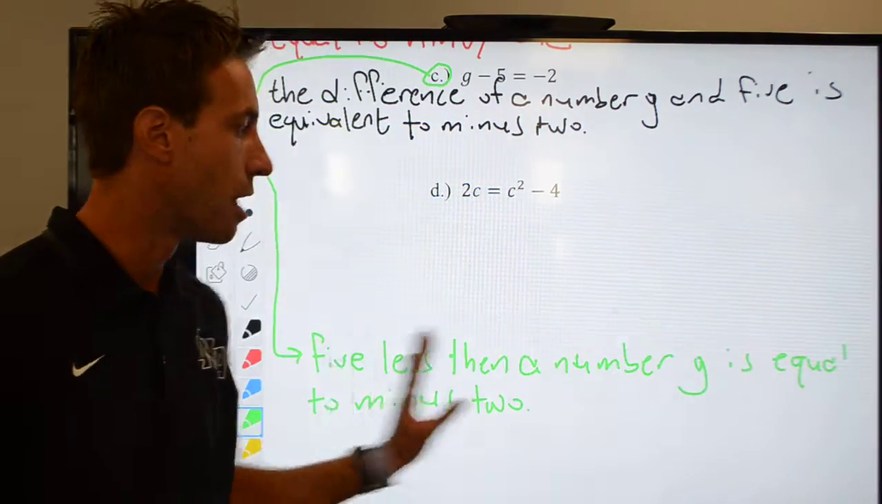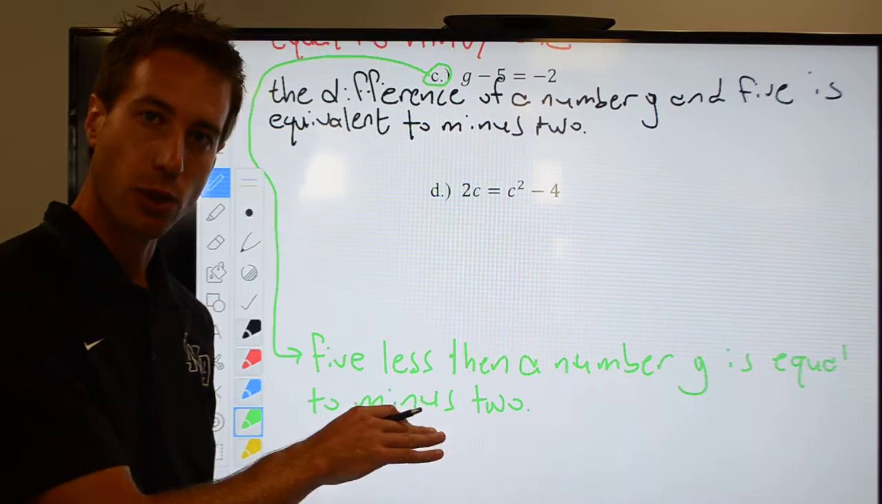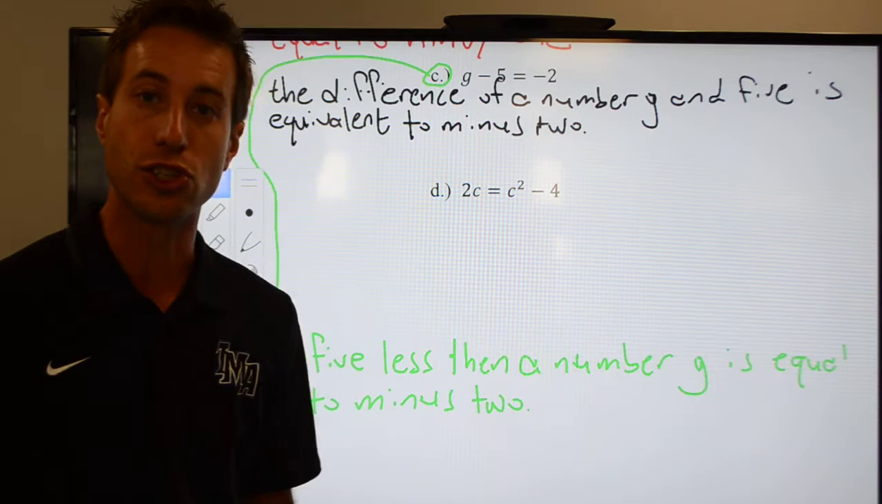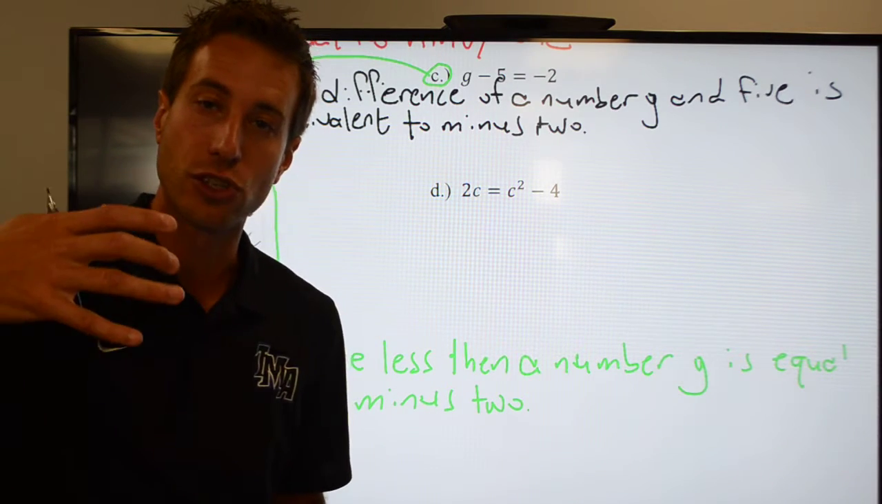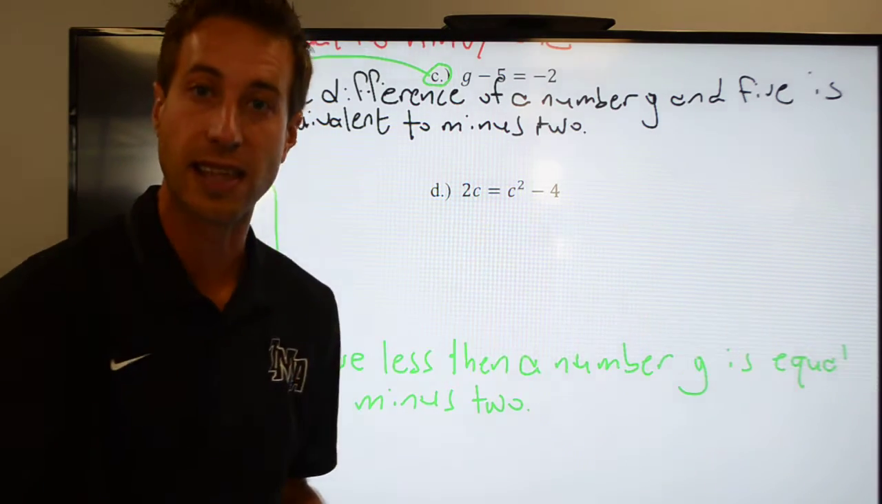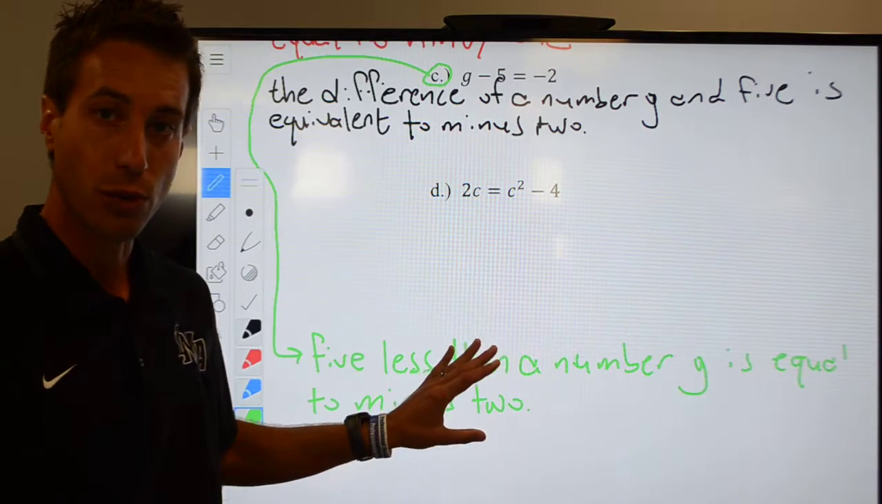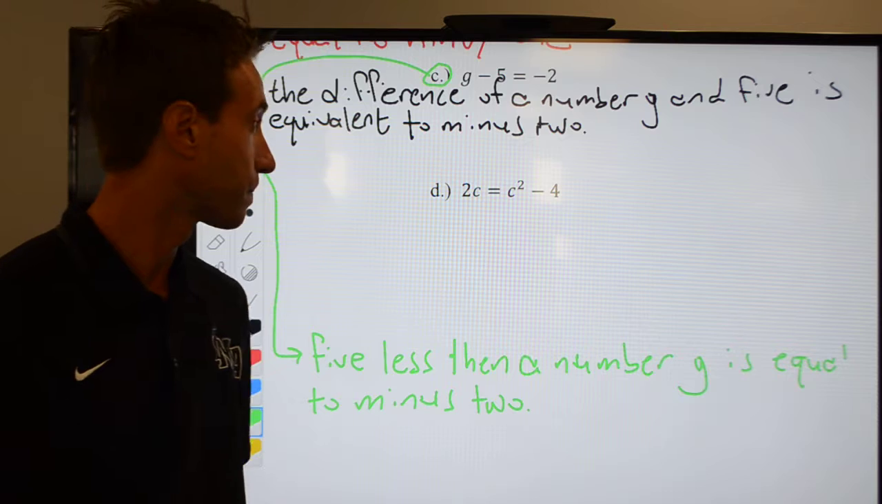So just take a second, make sure you're okay with the wordage here, the verbiage. 5 less than a number g means you're taking a number g and you have to be 5 less than that. So you will be subtracting 5. Don't let that throw you off when you see it.